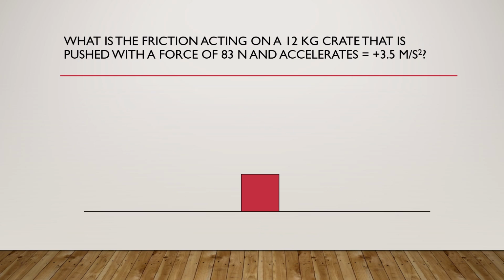What is the friction acting on a 12 kilogram crate that is pushed with a force of 83 newtons and accelerates plus 3.5 meters per second squared? All right, well, 12 kilogram goes in the crate. Okay, so far so good. And I cannot forget the up and down arrows: 9.8 times the mass. Please, please, please make sure these get included.